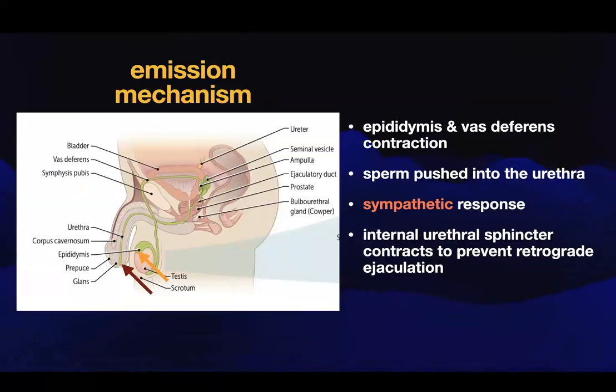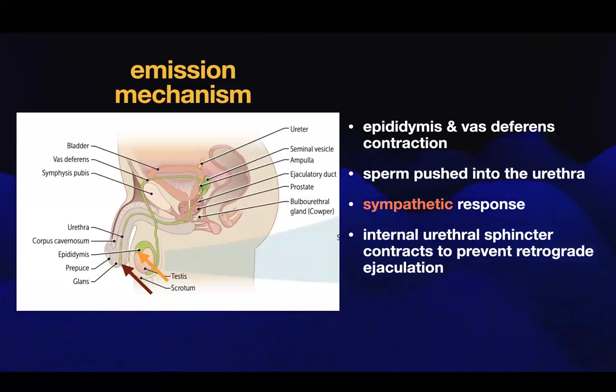Now, emission is contraction of the epididymis and the vas deferens, and it will basically squeeze the sperm into the urethra. And this is a sympathetic response. It is not a parasympathetic response, it is a sympathetic response. The process of getting an erection is parasympathetic. The process of this smooth muscle contraction is sympathetic. And at the same time, when that happens, the internal urethral sphincter contracts. And it's very important that it contracts because we do not want retrograde ejaculation.